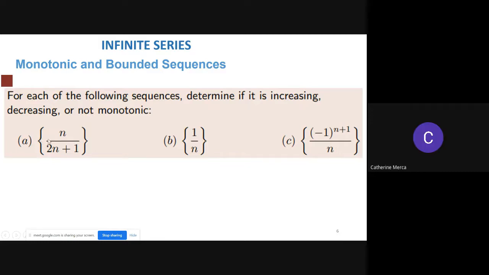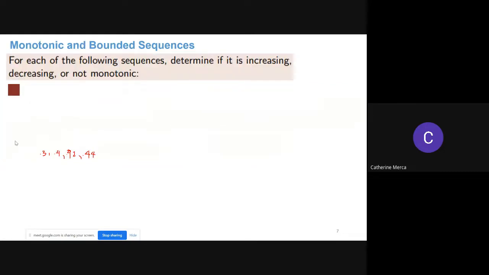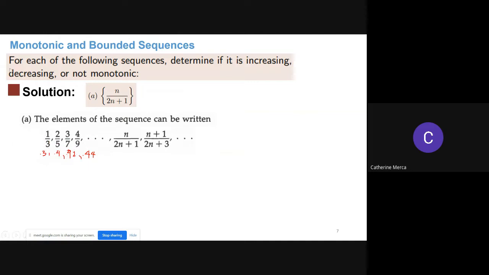2/5, ma'am. 2 over 5, yes. So, I ask you to have your calculator with you. So, if the first term there is that 1/3, then what is 1/3? 1 divided by 3, is it 0.3? Is this correct, what my students gave this morning?